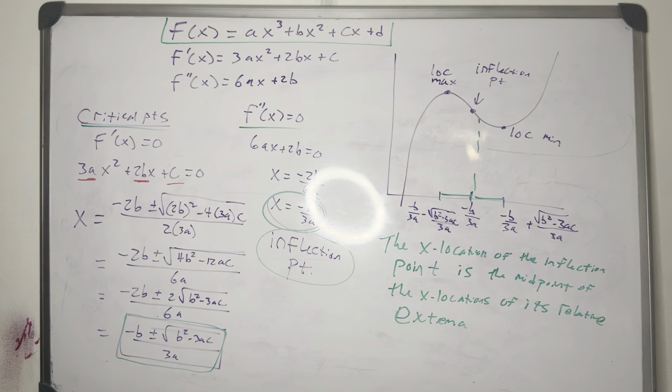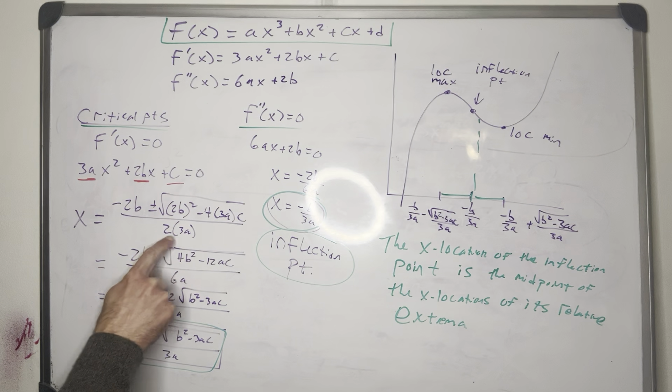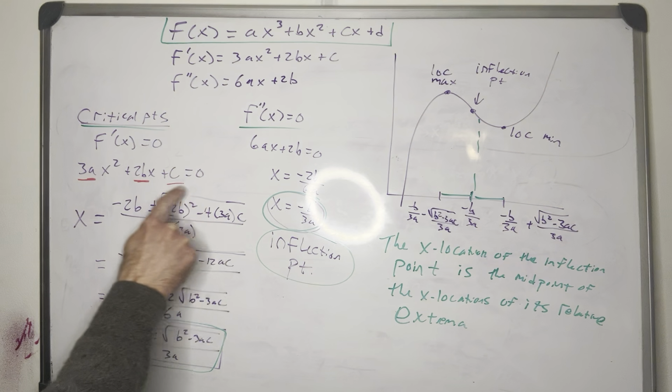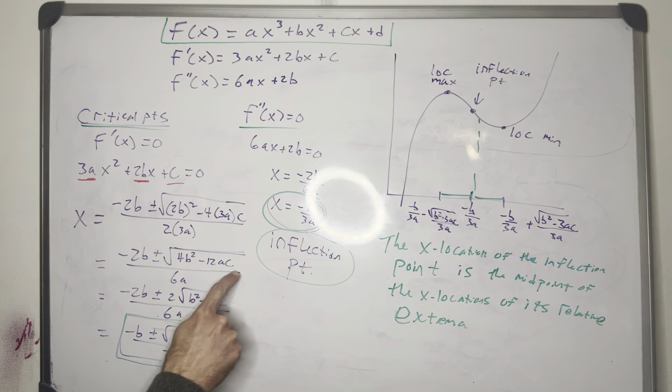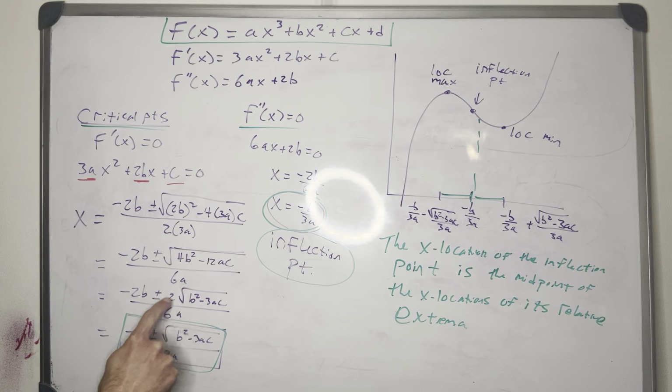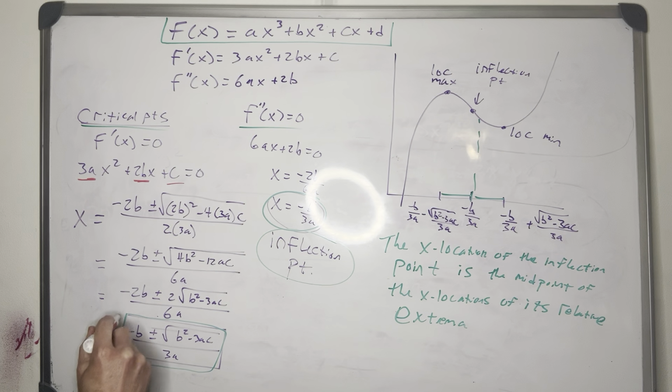So when you plug those in and simplify, the denominator is 6A. Inside the square root, you get 4B squared minus 12AC. You can factor out a 4 and then take its square root, so you get a 2 outside the radical, with the square root of B squared minus 3AC under it. So you end up with this quadratic formula type of solution, which gives you the locations of the relative max and min.